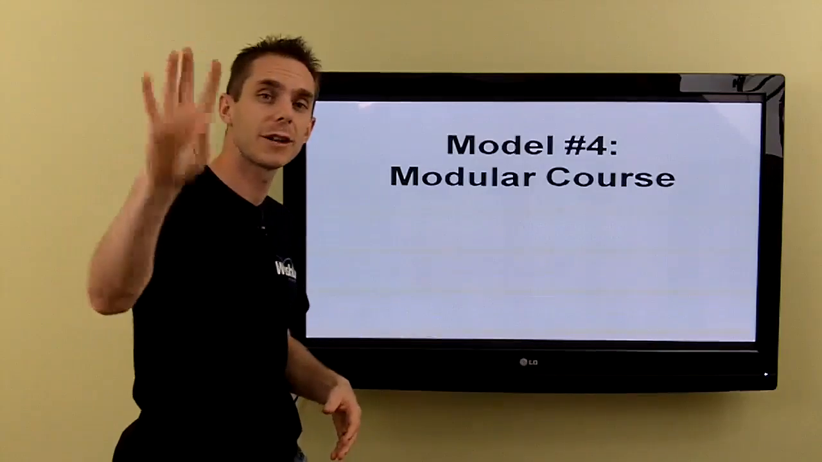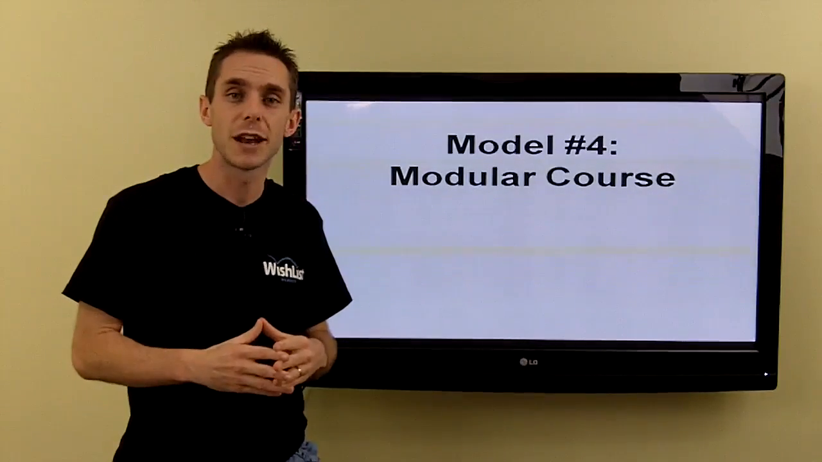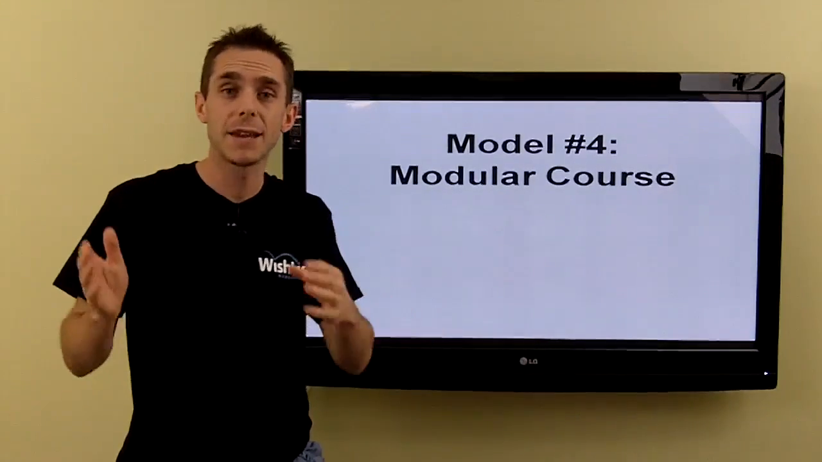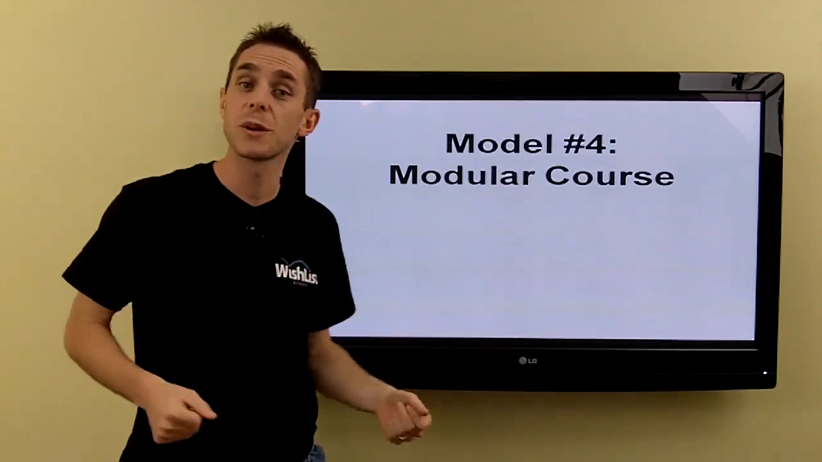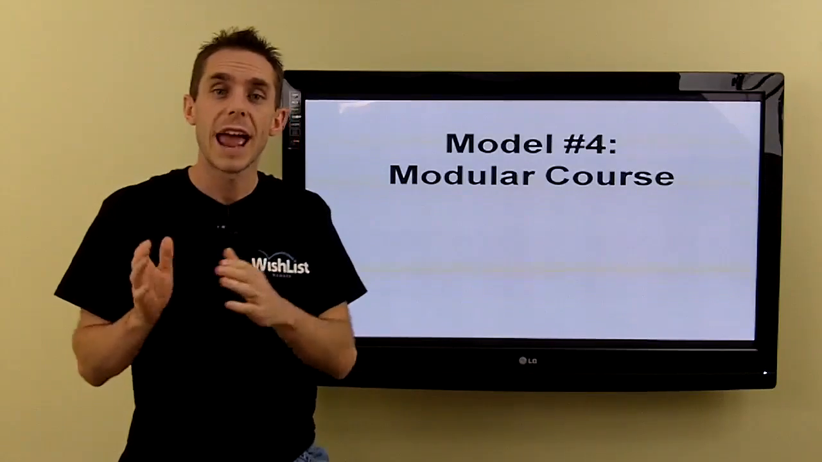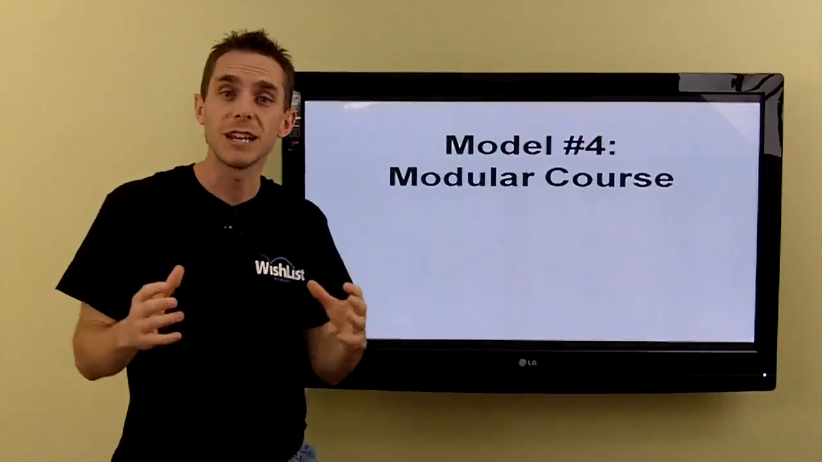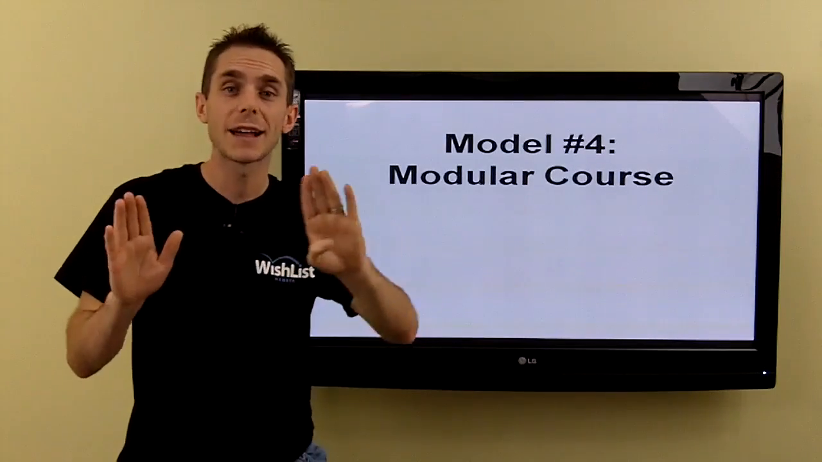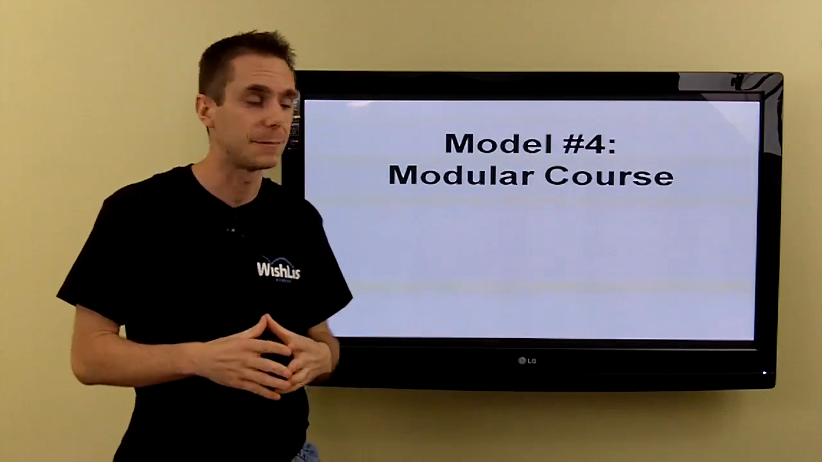Alright, membership model number 4 is the modular course. So if you deliver any type of training that is broken down into modules and you want to automatically move people from module 1 to module 2, module 3, and so forth, you can do that using WishList Member and the sequential upgrade feature. So you create a membership level for each module, and now you can set the sequential upgrade to automatically move the members from one module to the next at the appropriate time.